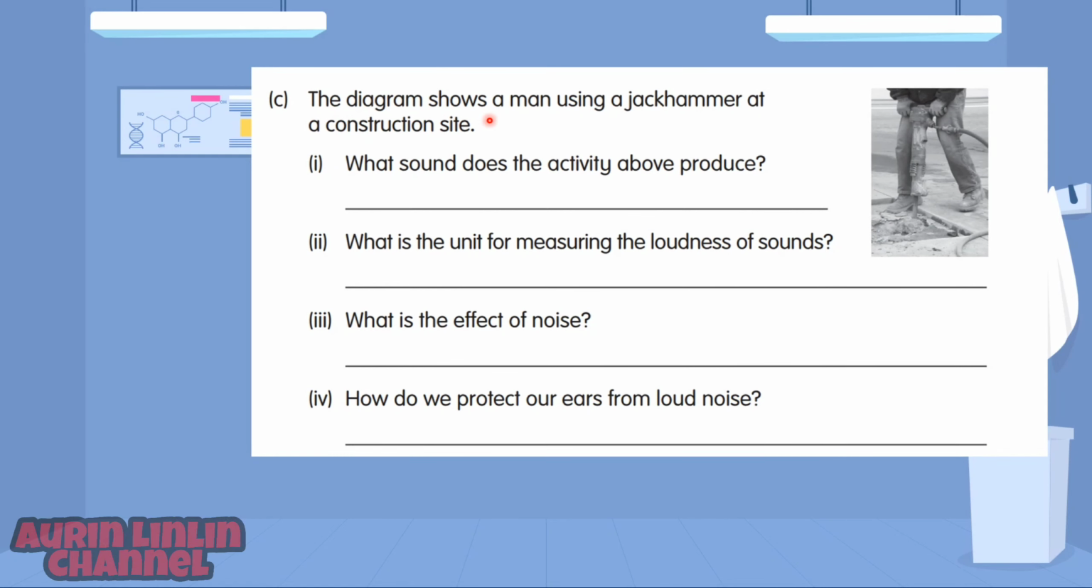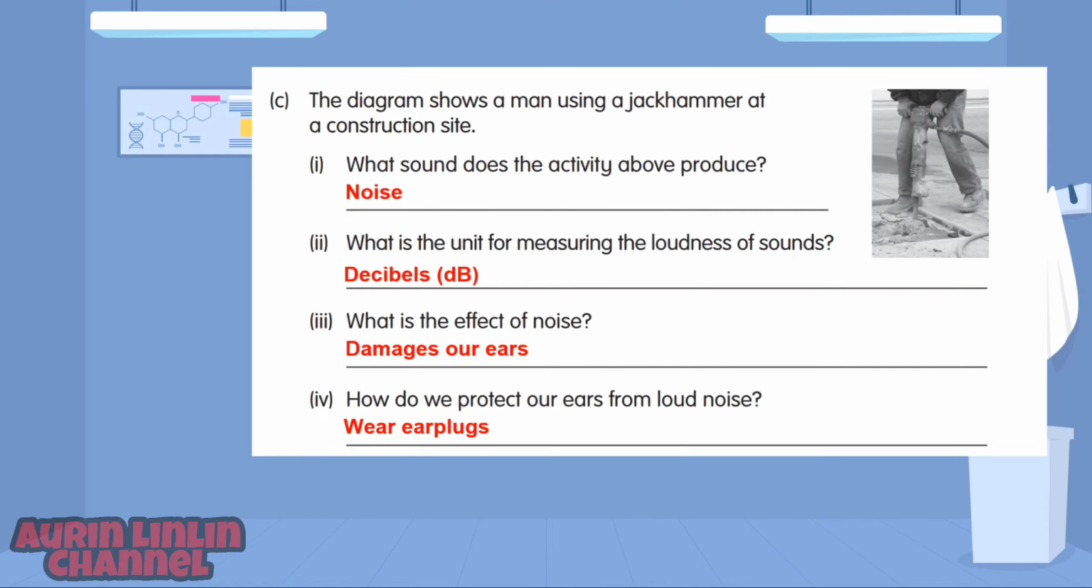The diagram shows a man using a jackhammer at a construction site. What sound does the activity above produce? And the answer is noise. What is the unit for measuring the loudness of sounds? Decibels. What is the effect of noise? Damages our ears. How do we protect our ears from loud noise? Wear earplugs.